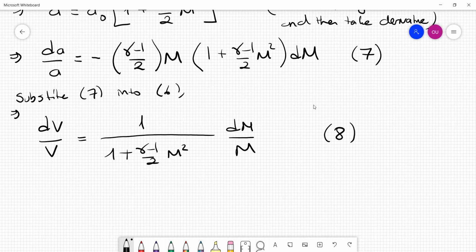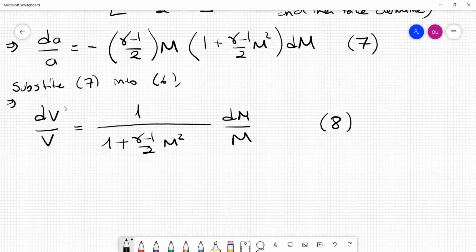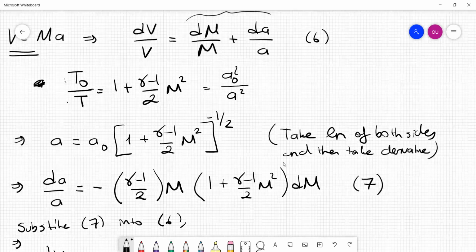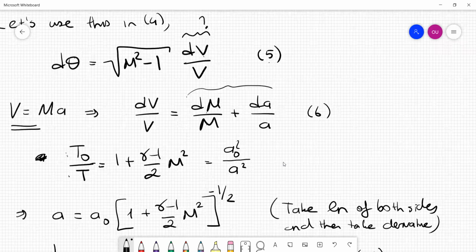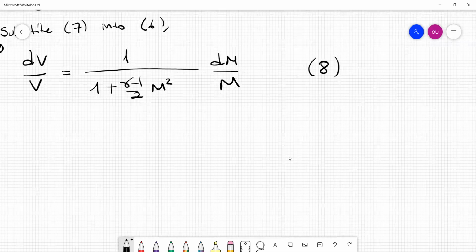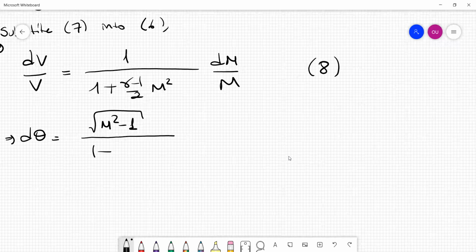And now we substitute this one into the d theta equation. Let me see, where was our d theta equation? The d theta equation is here. It's just the square root of M squared minus 1 times dV over V. But now we do have an expression for dV over V. So d theta, therefore, will be equal to the square root of M squared minus 1 divided by 1 plus (gamma minus 1) over 2 M squared, dM over M.